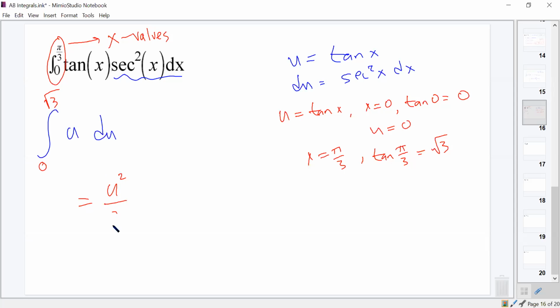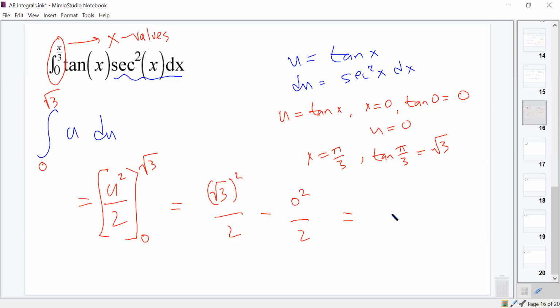Now, the good news about this is, for one, this integral of u is exceptionally easy, u squared over 2. And the other good news is, since this is a definite integral and we've switched our limits of integration to 0 and root 3, we don't have to convert this u back to tangent x and convert these 0 and root 3s back to 0 and pi over 3. We can just evaluate it as is. So root 3 squared over 2 minus 0 squared over 2, which is 3/2.